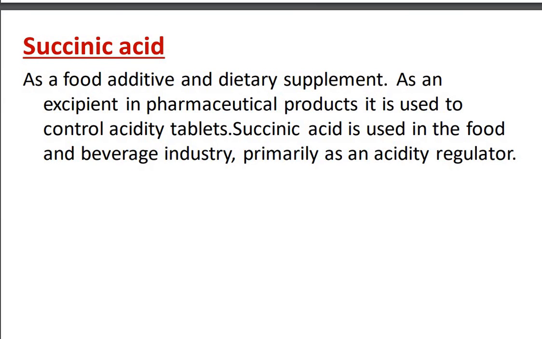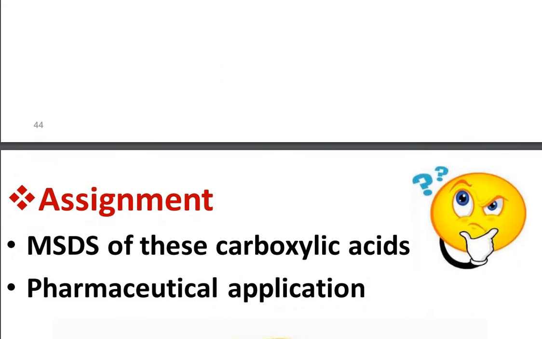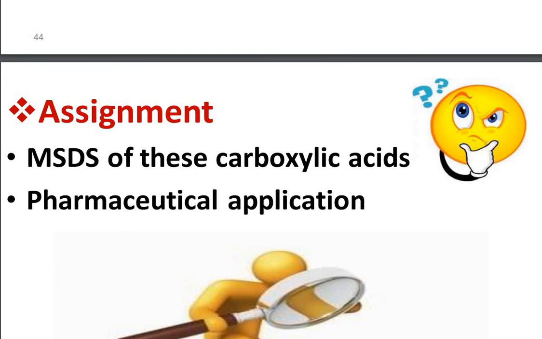Now, succinic acid, as a food additive and dietary supplement, and as an excipient in pharmaceutical products, is used to control acidity of tablets. Succinic acid is used in the food and beverage industries, primarily as an acidity regulator. Now, the assignment: make a summary of these carboxylic acids and their pharmaceutical applications.